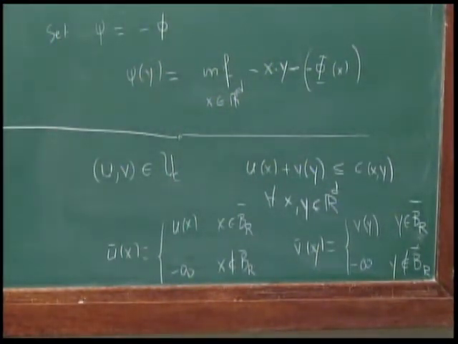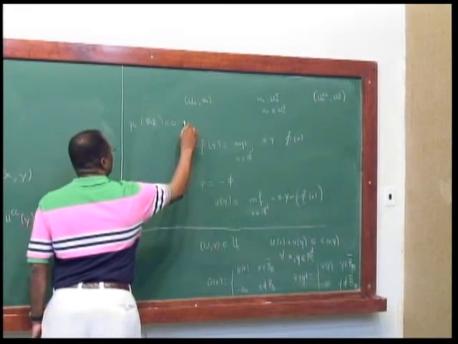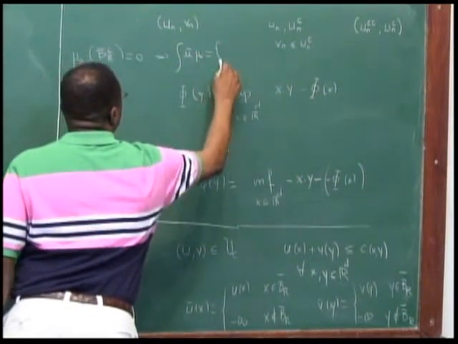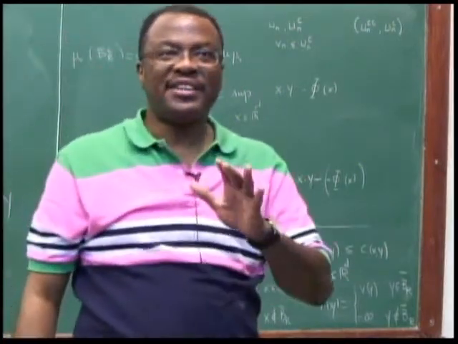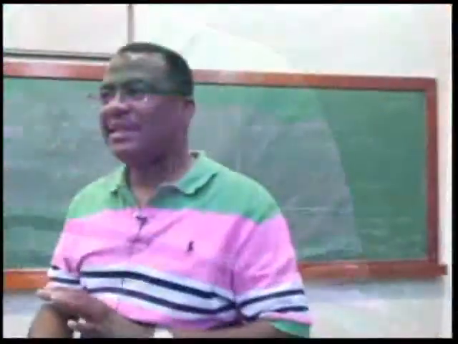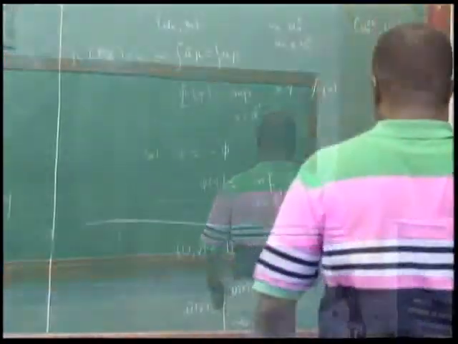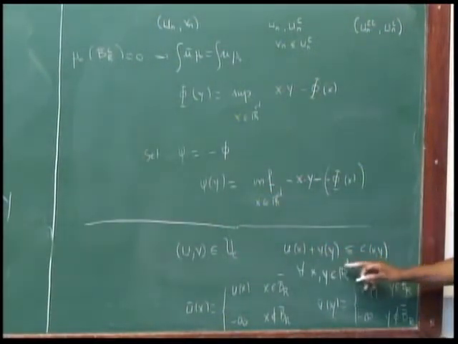When you compute the integral, μ₀ of the complement of the ball is 0, this implies that the integral of ū dμ₀ is the integral of u dμ₀. So if I change μ by μ̄, it doesn't change the value of the integral. Now let's see if this condition is violated. I change u by ū, v by v̄.